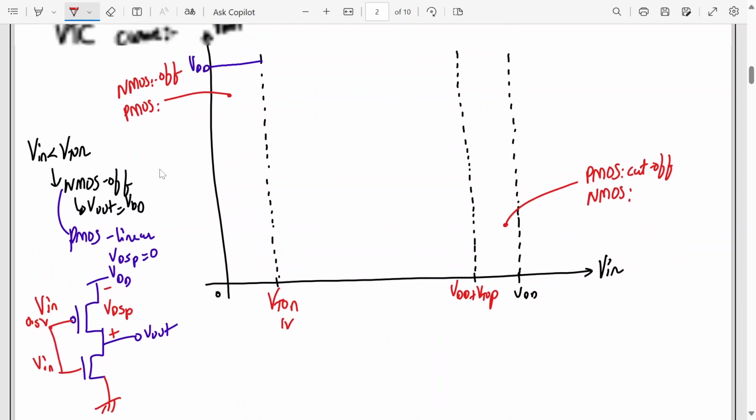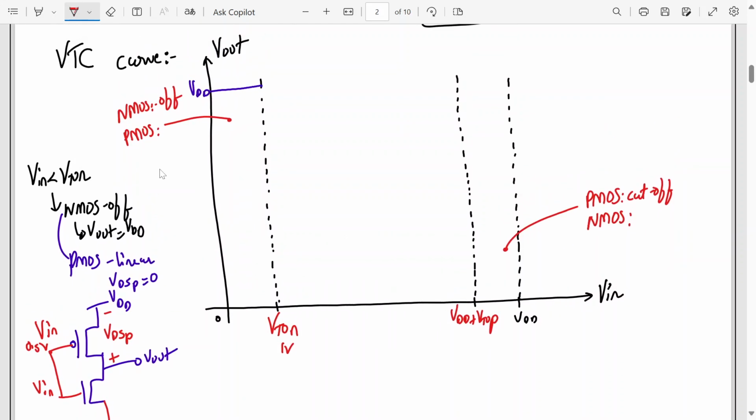Vin increases more, na? Vin increases more, so what will happen? तो इसमें क्या था? ये हो गया linear में, ये हो गया cut off में. So NMOS starts conducting now because Vin is becoming greater than VTON. So ये first step है. Second step में क्या होता है?